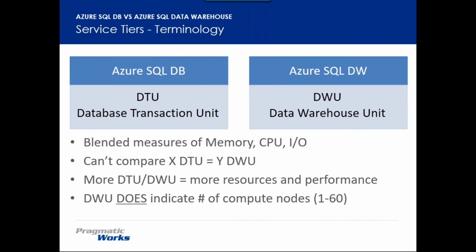Now, I said that the value of DTUs and DWUs in and of itself doesn't really mean anything. You can't really correlate that to a specific server spec per se. But one thing that the DWU level does indicate to us is how many compute nodes are dedicated to your process. So at the most basic level, you get one compute node, and that one compute node then controls the processing of those 60 distributions. But as you scale up your data warehouse, you'll get more of those compute nodes.